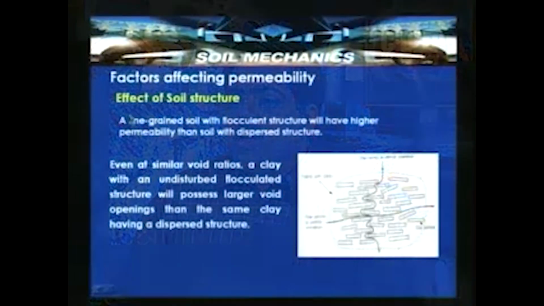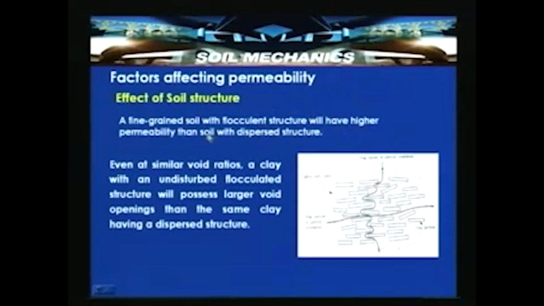So, here is the same topic we discussed, as shown here. A fine grained soil with flocculent structure will have higher permeability than soil with dispersed structure. Here the soil with the dispersed structure is shown. The flow normal to the particle orientation is found to have a more tortuous path, leading to a very low permeability in this direction, compared to the flow parallel to the particle orientation. If you consider it, it is less tortuous and can have more permeability.